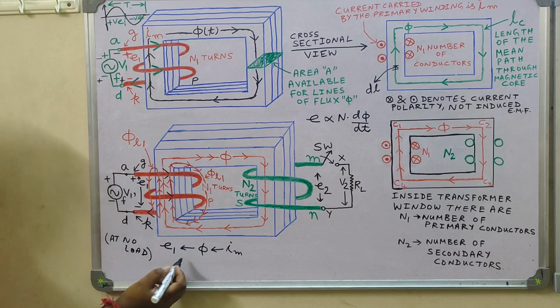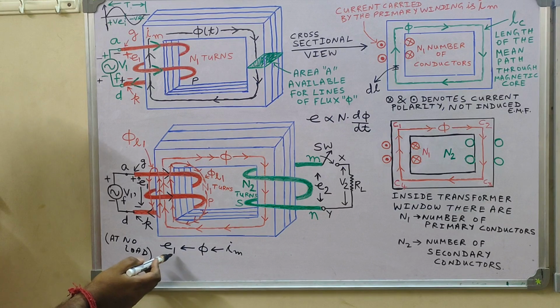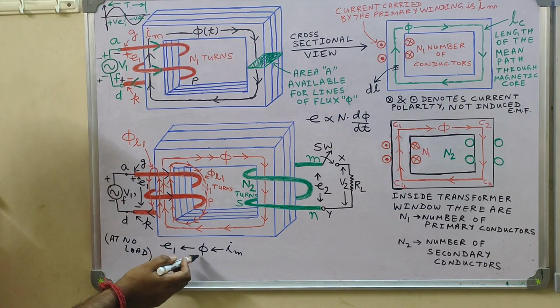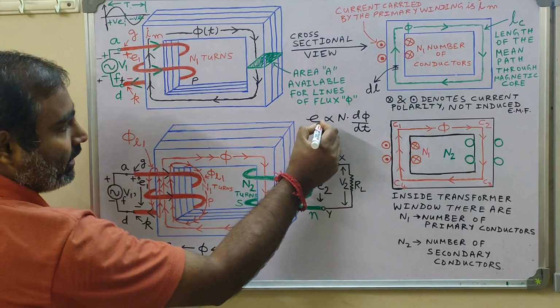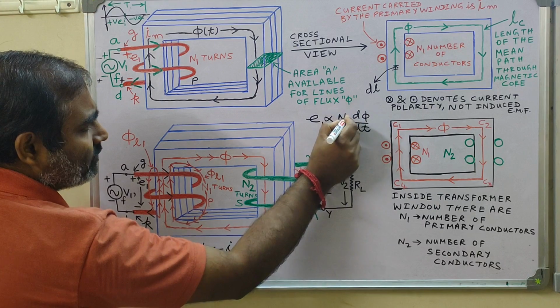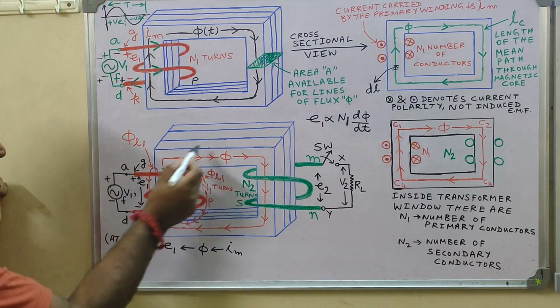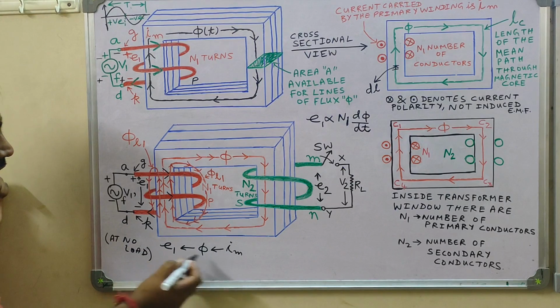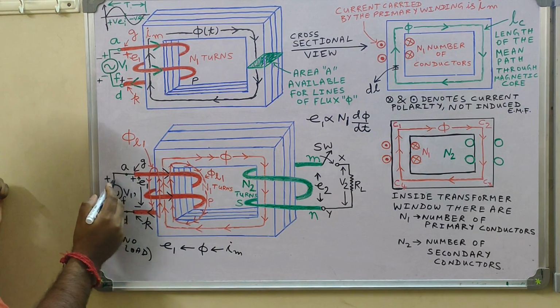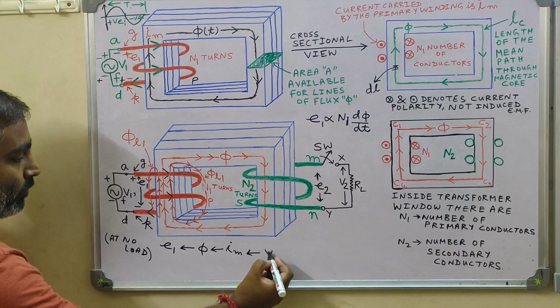So the induced EMF in the primary coil is E1. Why is the induced EMF E1 induced? Because of the mutual flux phi. You can see here, induced EMF E1 is proportional to N1 into d/dt of phi, where phi is the mutual flux and d/dt of phi is the rate of change of mutual flux. Now, who has established the mutual flux phi in the transformer magnetic core? The magnetizing current IM. Why is the magnetizing current IM flowing? Because of the applied alternating voltage having RMS value V1.